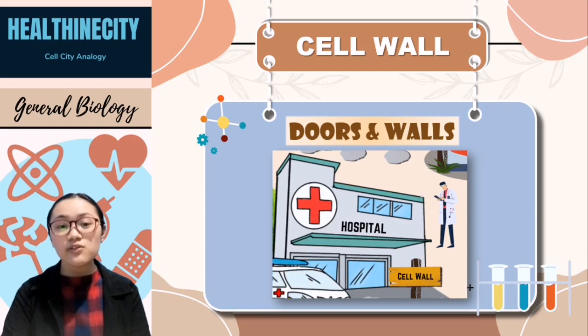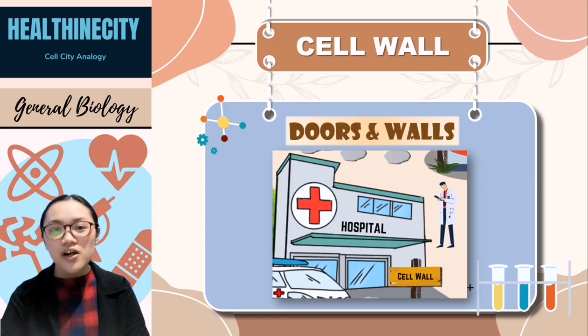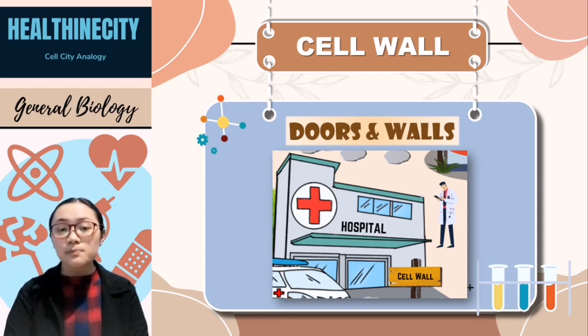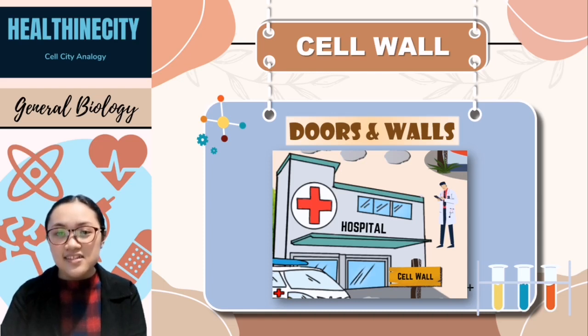The doors and walls of the buildings in HEALTHINECITY are like the cell wall. The cell wall provides extra support and protection to plant cells. The doors and walls of the buildings provide additional support and protection. It protects the HEALTHINECITY from potential contaminants.